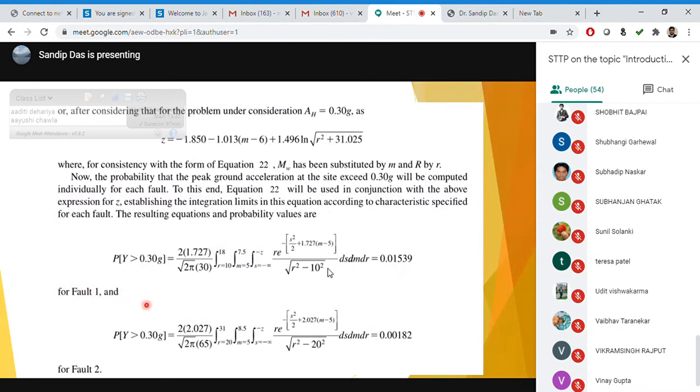fault 1. And for fault 2, you have different values of your b values, right? So these constants are different. No matter, again for the second one, same thing, you get this. So you get the probability that 0.3 g will get exceeded at your site from your first source. This is the same thing from your second source.